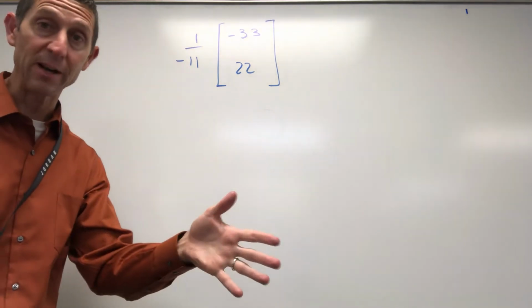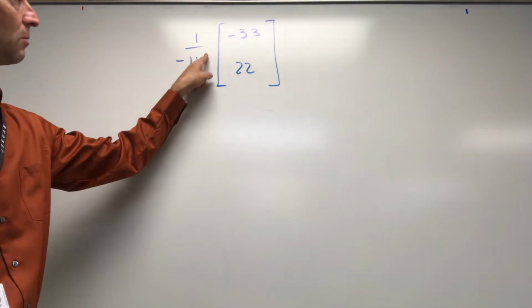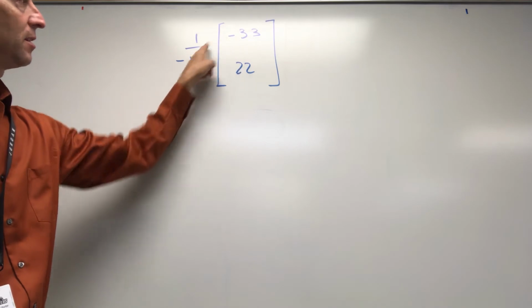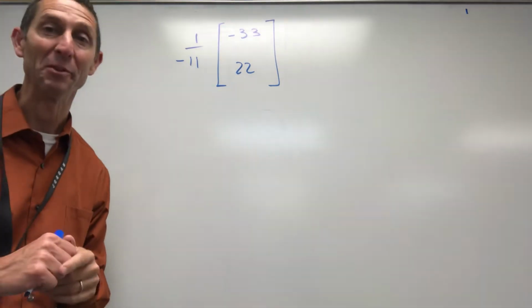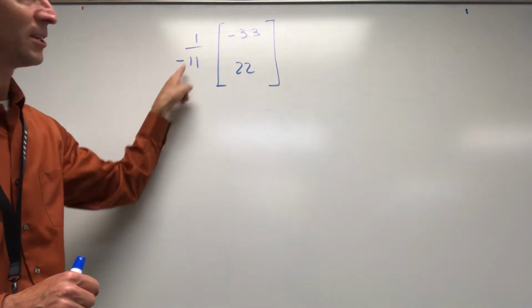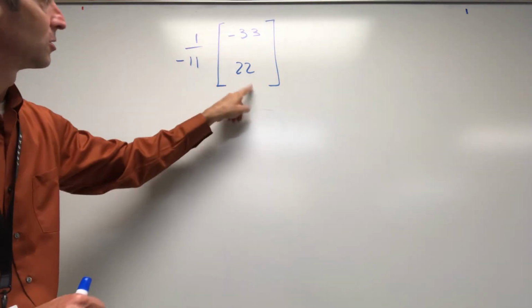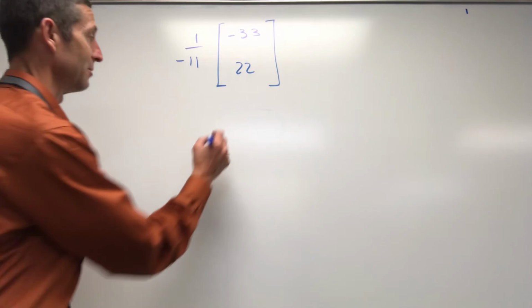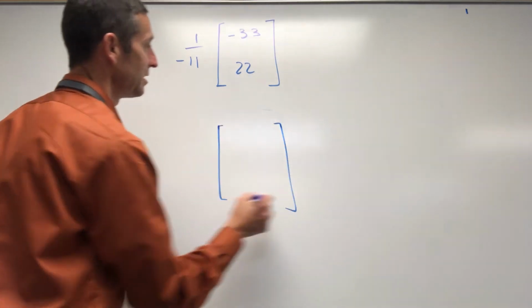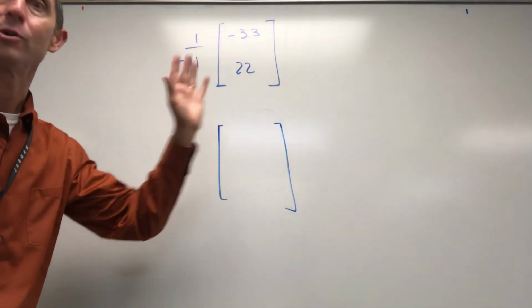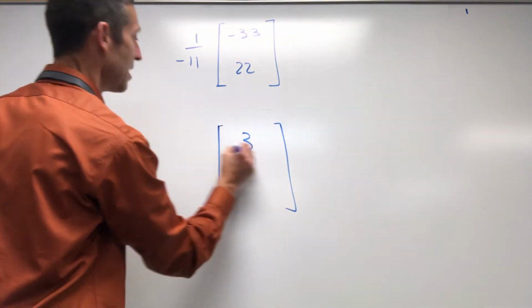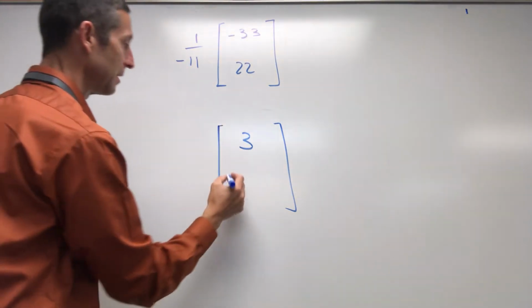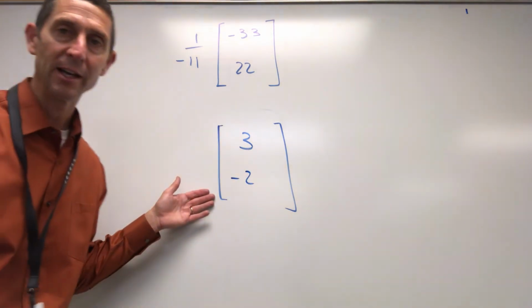So dealing with this fraction, you've got this 1 over negative 11 multiplying here and there, but really it's just dividing by negative 11. So negative 33 divided by negative 11, and 22 divided by negative 11. It's so much easier to deal with it at the end than trying to do it back at the beginning of the process. Negative divided by negative is positive. 22 divided by 11 is negative 2.